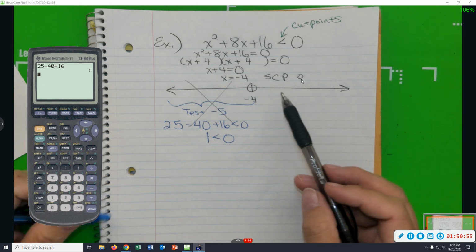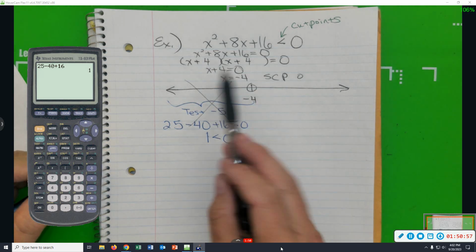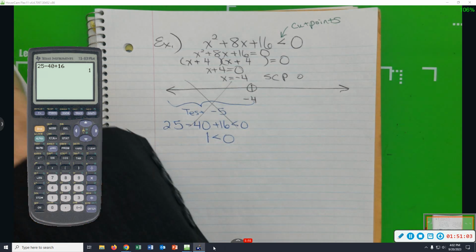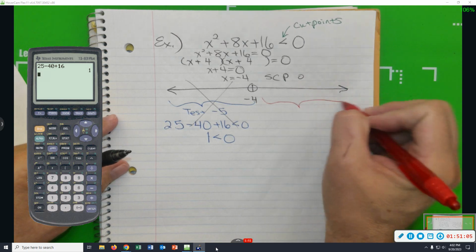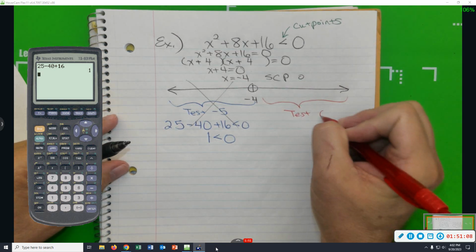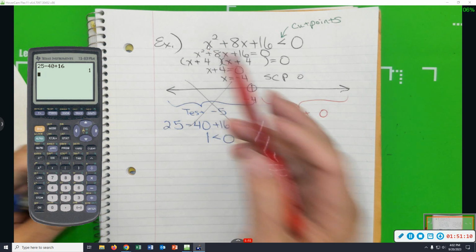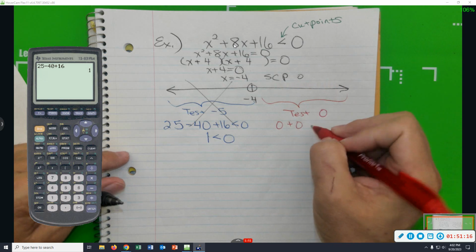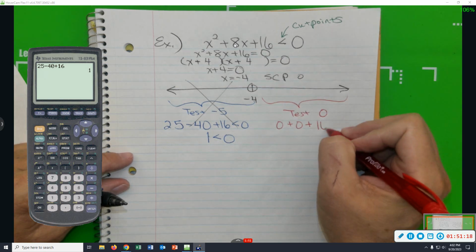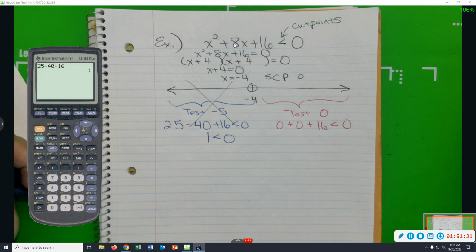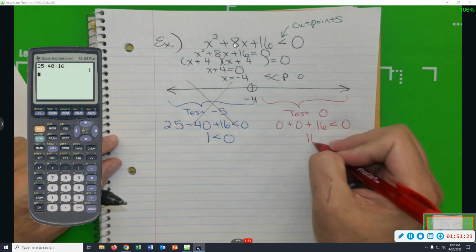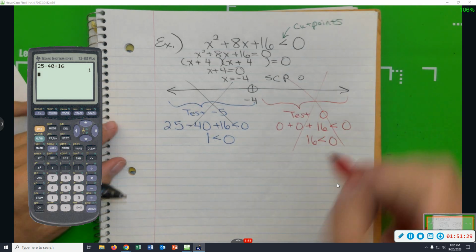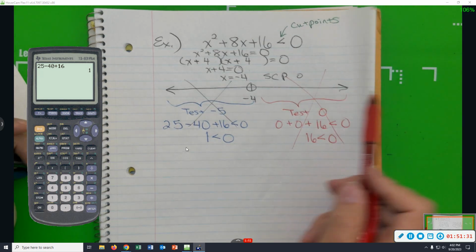Cannot assume the next one's true, because of those repeated factors. Hey, 0's to the right of -4. Let's take the easy way out and test 0. So we'll have 0 squared, which is 0, plus 8 times 0 is 0, plus 16 is less than 0. I think it's another false, isn't it? Is 16 smaller than 0? No.